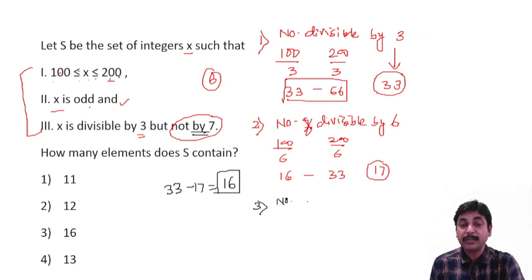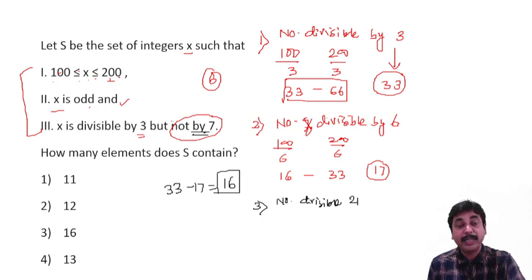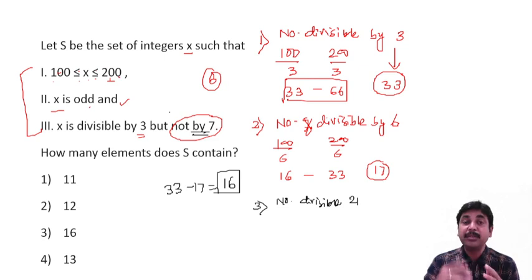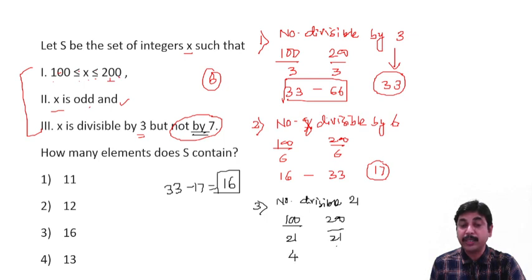number divisible by 21, because the number should be divisible by 3 but not by 21. So by finding the numbers divisible by 21, we will subtract those numbers from the 16. So again, divide this 100 and 200 by 21. If I divide this 200 by 21, you will get 4 here and you will get 9 here. So subtraction is 5. Now we have to subtract 5 from this.